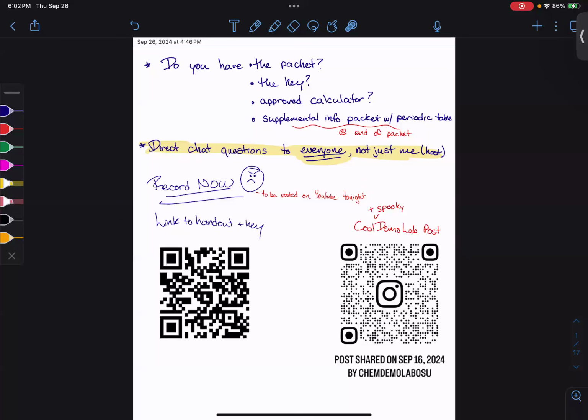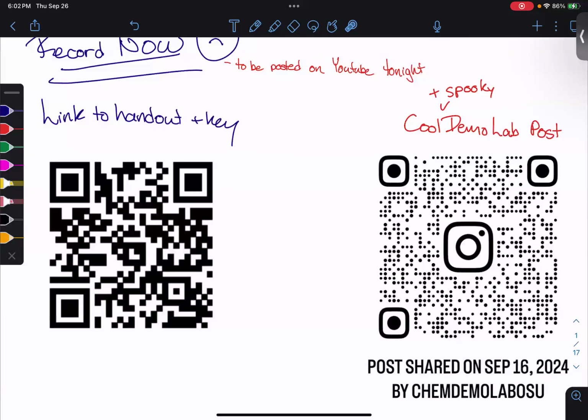Once a week. So what I have linked here is a really cool and spooky demo that they did a week or so ago. You'll see what I mean when I say it's a spooky demo, but I thought it was pretty cool.